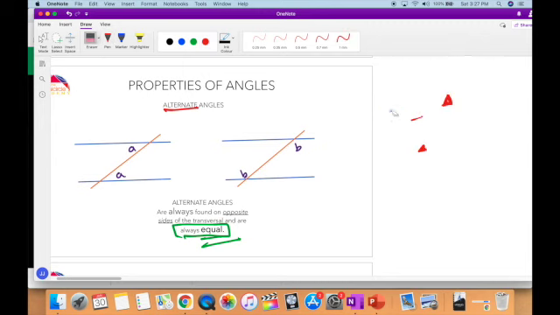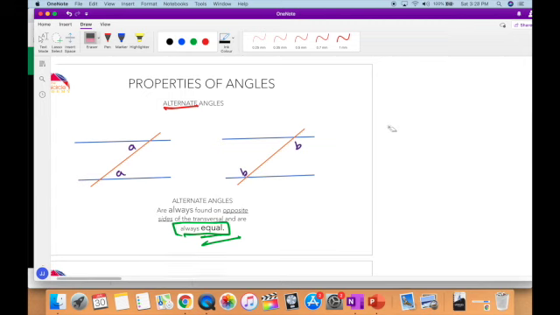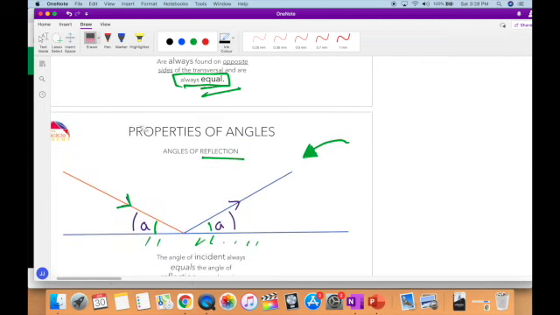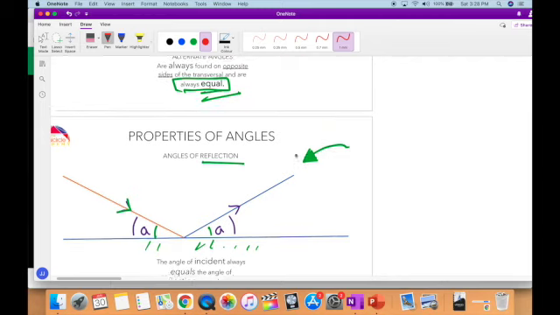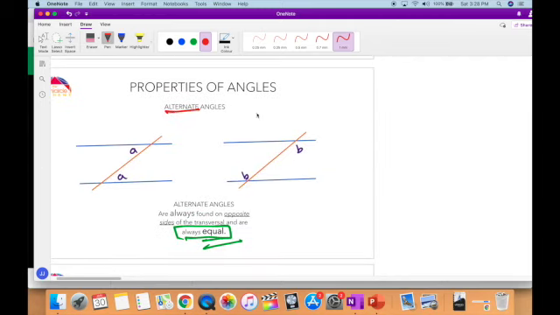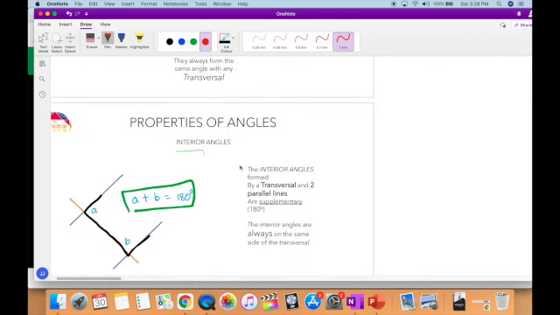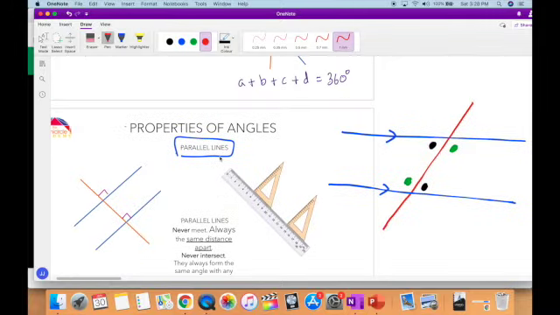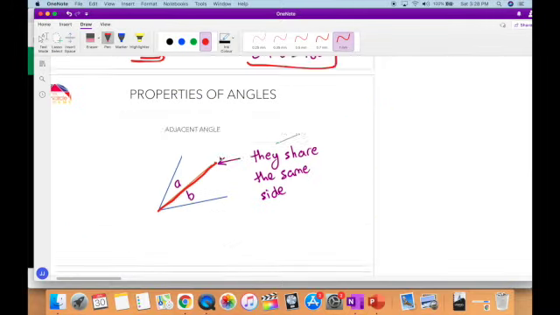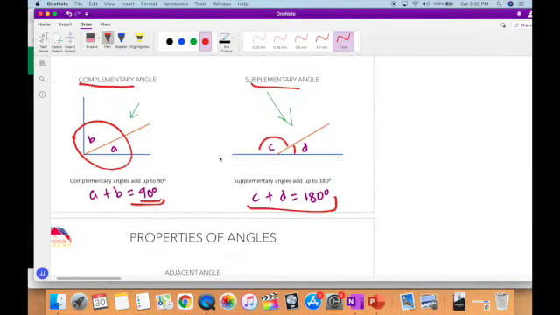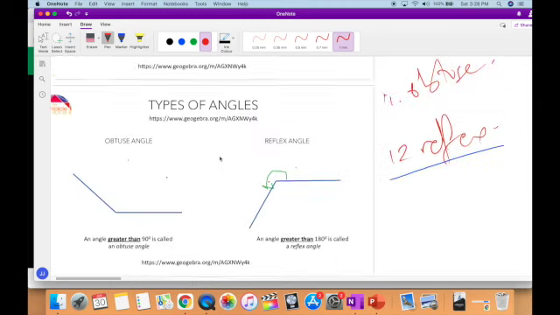So those are the three types of angles you need to know for CSEC math, right? You don't need to know this one. The three types of angles that you need to know when it comes to parallel lines are alternate angles, corresponding angles, and interior angles, right? And then we have vertically opposite and angles at a point. We have adjacent, complementary, and supplementary.